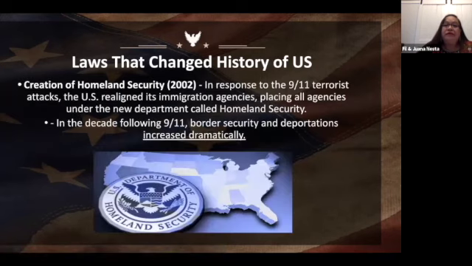It started from here. Then the creation of Homeland Security in 2002 in response to the 9/11 terrorist attacks. The U.S. realigned its immigration agencies, placing all agencies under the new department called Homeland Security. In the decade following 9/11, border security and deportations increased dramatically.